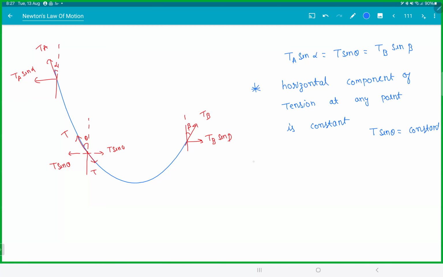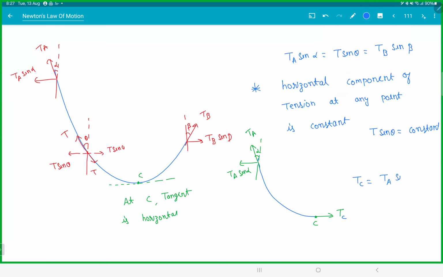Now, when you want to find the tension at C, now understand one thing, C is the lowest position. That means at point C, if you try to draw the tangent, it will be horizontal. Because that's a turning point. It's a minima. At C, tangent is horizontal. So at point C, tension will be like this. At point A, tension TA is like this. And this angle is alpha. This is TA sine alpha. There you get it in one step. So tension at C is nothing but TA sine alpha.